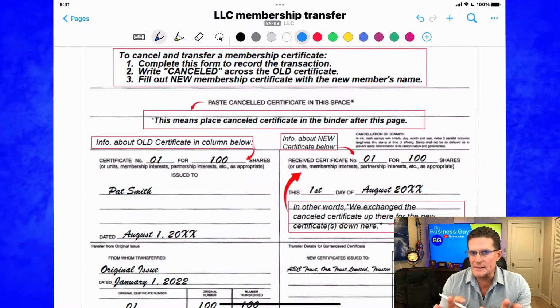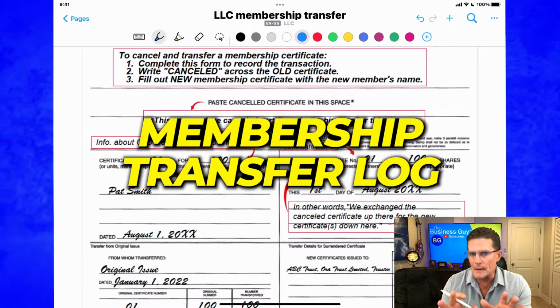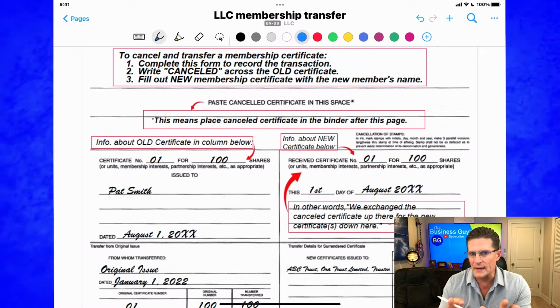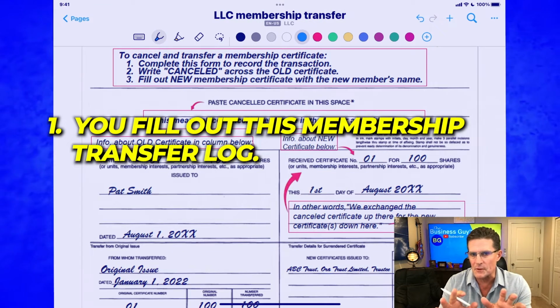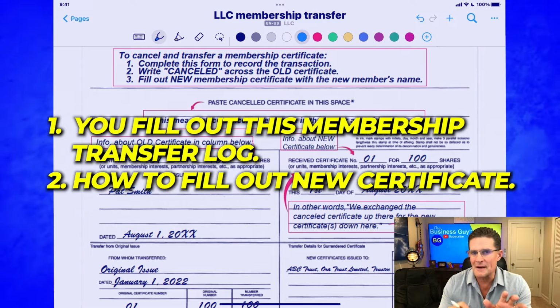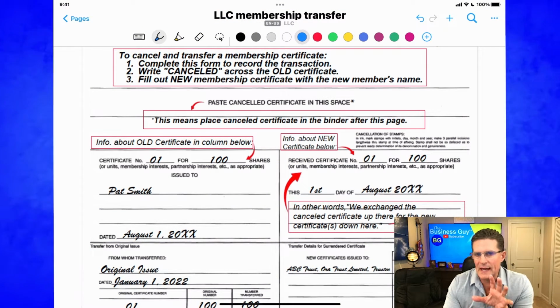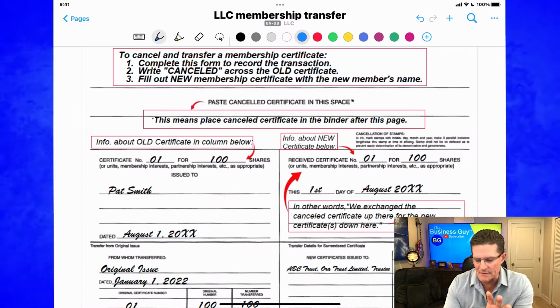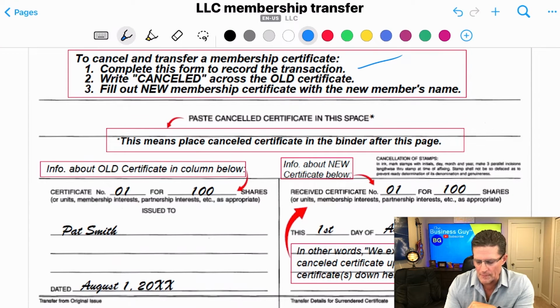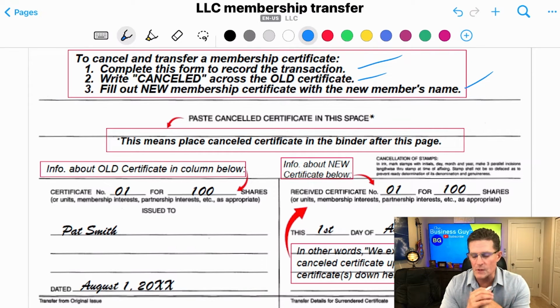Now, when we set up LLCs for our clients, this is what the membership transfer log looks like. So first of all, you fill out this membership transfer log, and next we'll talk about how to fill out the new certificate. So first of all, the transfer log. As you can see here, to cancel or transfer a membership certificate, first of all, we complete this form to record the transaction, and then we write cancel on the old certificate, which we'll show in a little bit, and then we fill out the new certificate, which we will also show momentarily.